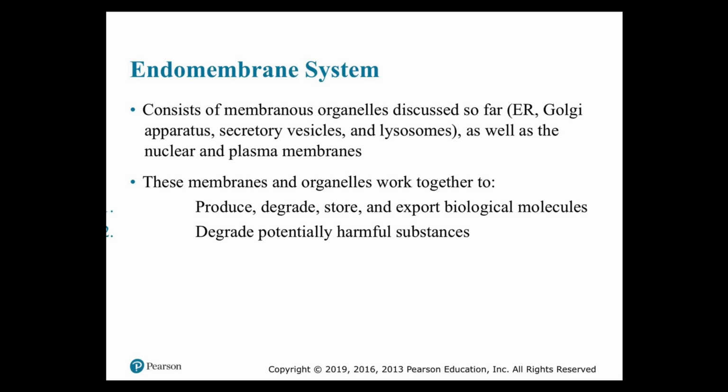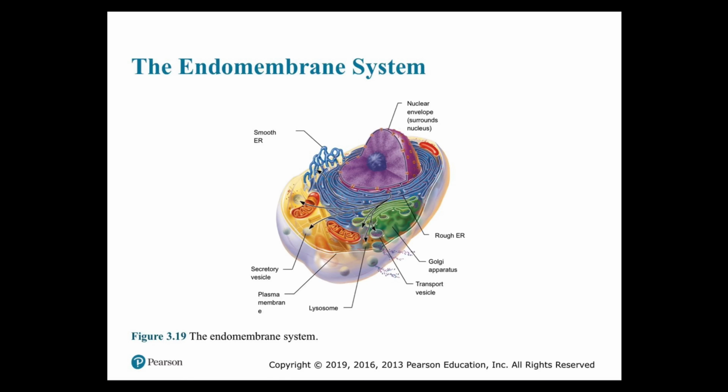The endomembrane system consists of membranous organelles discussed so far. So the ER, both the rough and smooth, the Golgi apparatus, all the secretory vesicles, and lysosomes are part of the endomembrane system, as well as the nuclear and plasma membranes. These membranes and organelles work together to produce, degrade, store, and export biological molecules, and also to break down potentially harmful substances. Figure 3.19 shows the components of the endomembrane system.